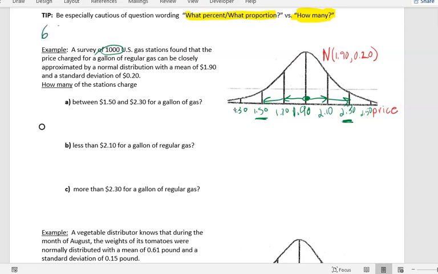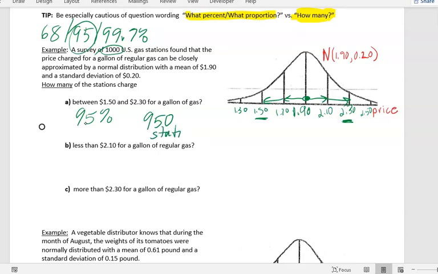So my 68, 95, 99.7 rule tells me that within 1 standard deviation is 68%, 2 standard deviations is 95%, and 3 standard deviations is 99.7%. So my $1.50 to $2.30, that's within 2 standard deviations. That would be 95% of those values. And since it's 1,000 gas stations, then 950 of those gas stations would be my answer.